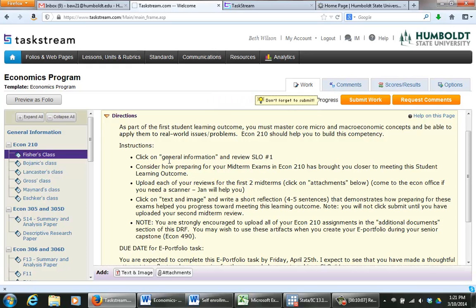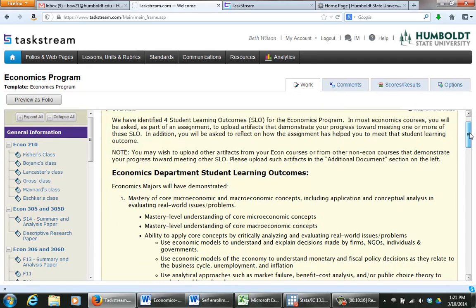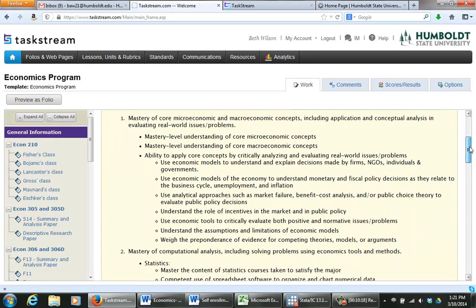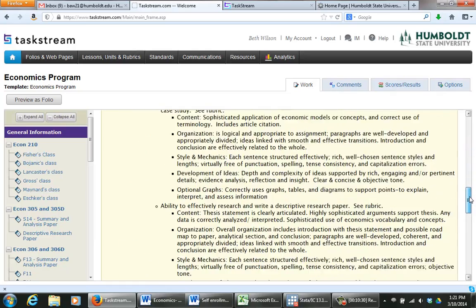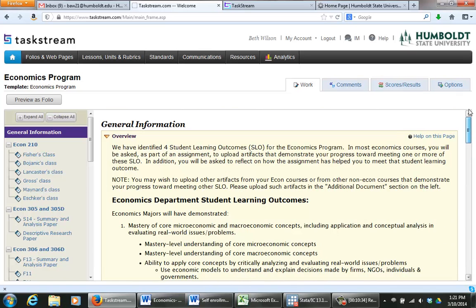So the first thing I can do is click on the general information. So click up here at general information, and that gives me detailed information on each of our 4 student learning outcomes. So we can see the first student learning outcome, it gives me a lot of details on what is expected in that first learning outcome. And we have these details for each of them, for the second and for the third and for our last one. All right. So it gives you all the information that you need.